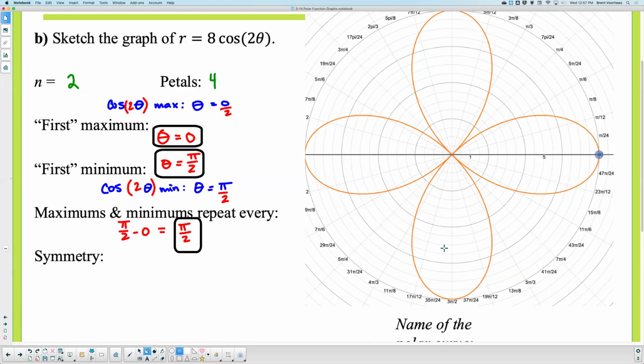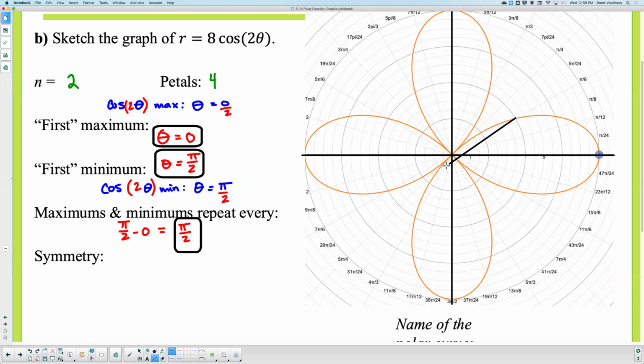Symmetry. What type of symmetry does this graph have? Does it have symmetry with the x-axis? Does it have symmetry with the y-axis? Okay, let's talk about the origin. I want to pick a point. How about pi over 6? If I go across pi over 6, do I have another point the same distance away? And if I started to rotate it around this way, would it be coming closer over here as well? Yes. So guess what it has? It has all three symmetries.